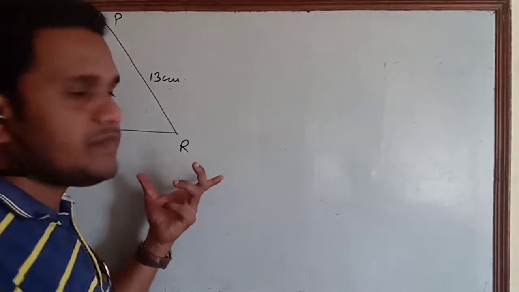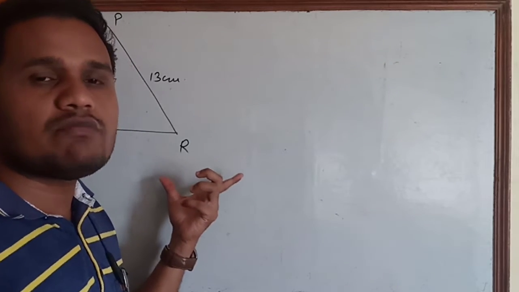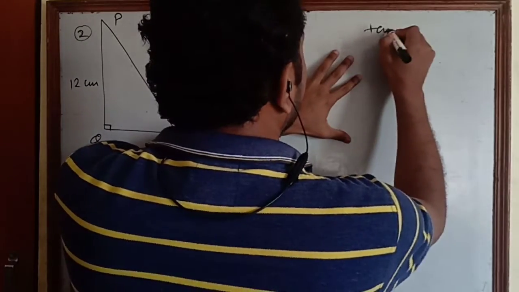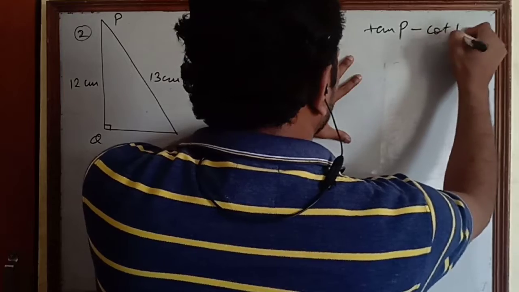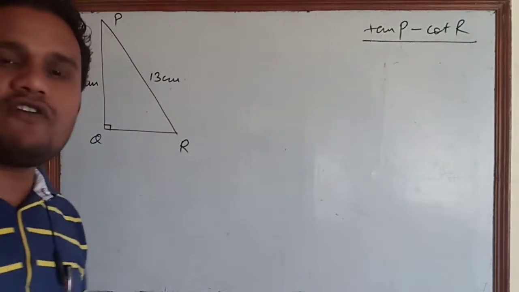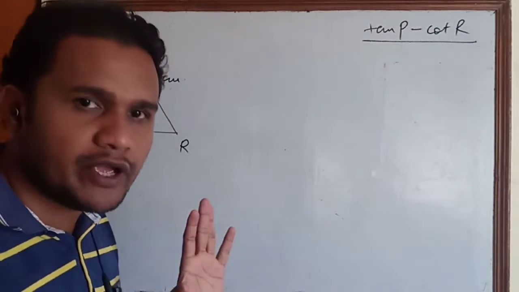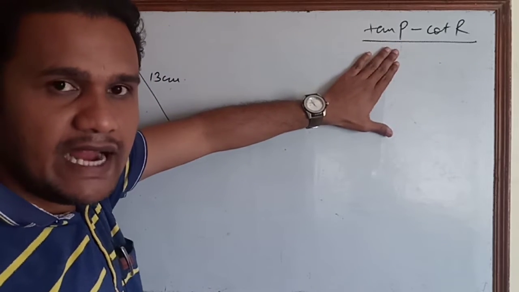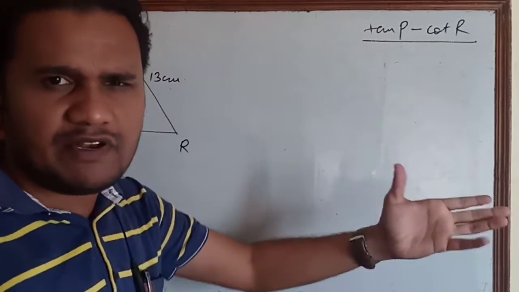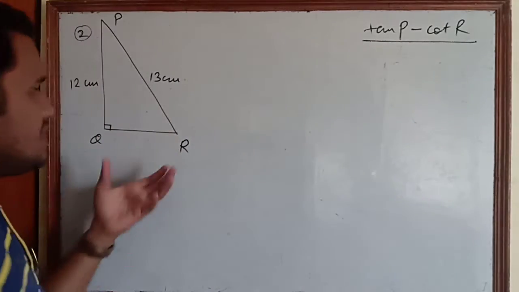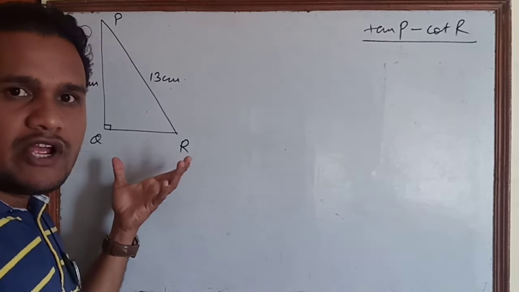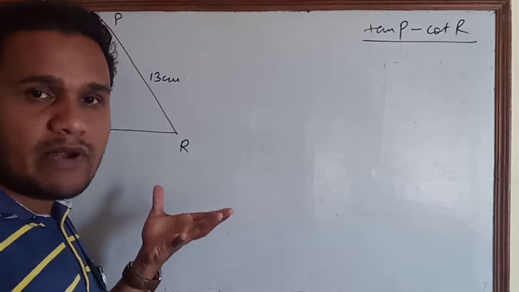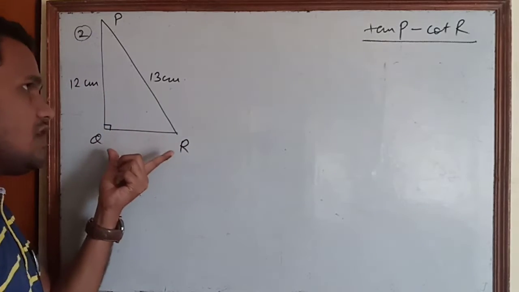Okay students, here I have drawn a figure of question number 2. Here we have to find, in rough way I am writing here, tan P minus cot R. We have to find the value of tan P minus cot R. Now, first of all, we have to find tan P individually and then we will find cot R and then simply we will subtract them. Now, here also again we have to follow the same procedure. We have given a right angle triangle and again we will apply Pythagoras theorem and we will find this remaining side QR.